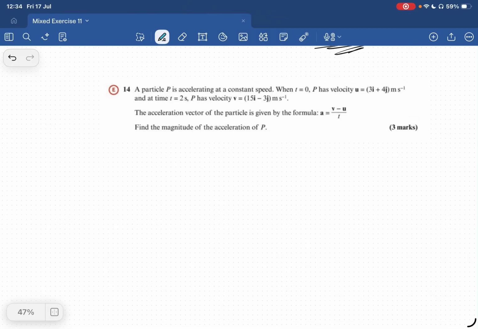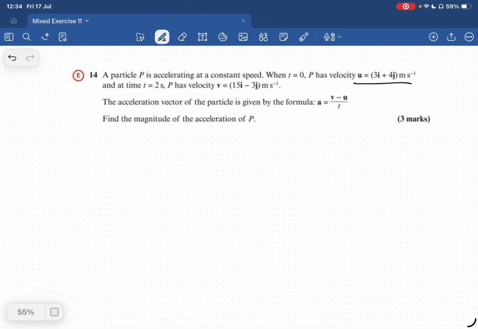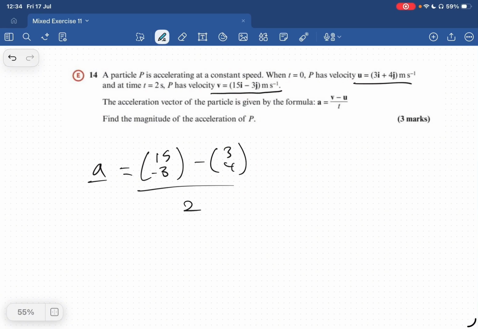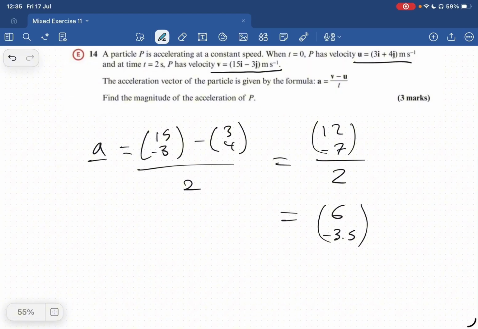We have the initial velocity and the final velocity. I will also find the acceleration, so let's plug that into the formula. So we do v take away u. I think it's always good to leave these as column vectors, because those are the easiest to work with. So this is a half times this, so (-3, 5, 6).